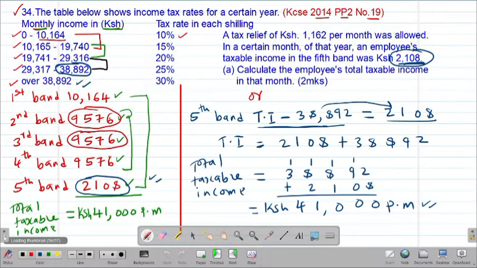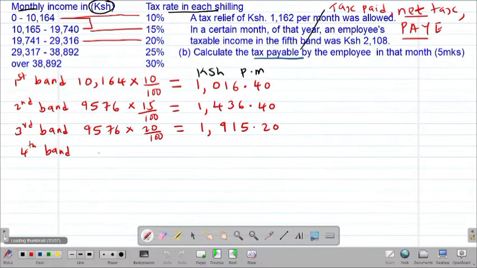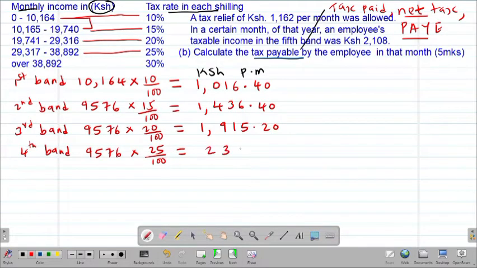In the fourth slab, the difference was still 95.76. So I'll have 95.76 multiplied by the fourth band. The tax rate is 25%. So times 25 over 100, which when you feed on your calculator, you'll get 23.94. Then we also have the fifth band.